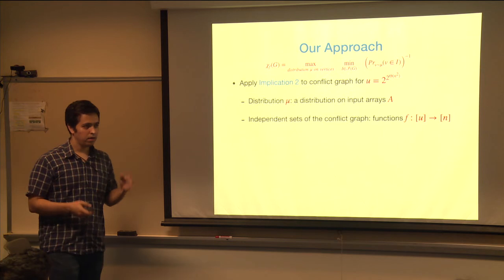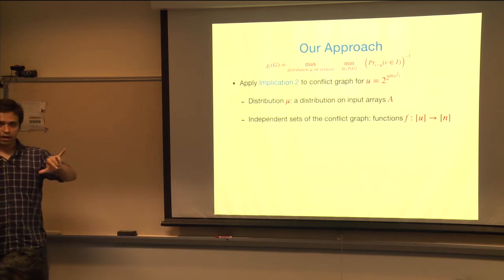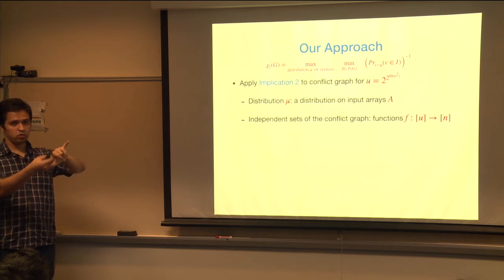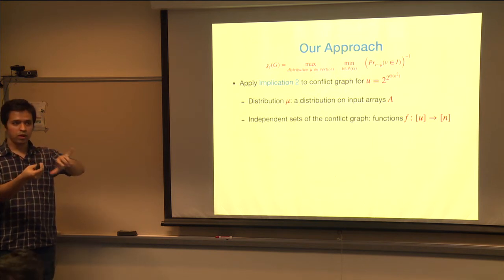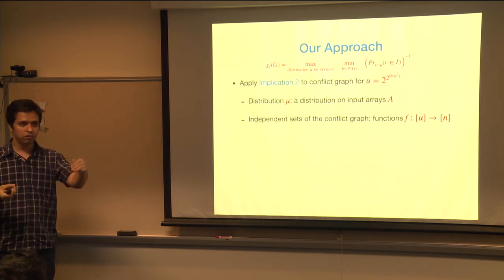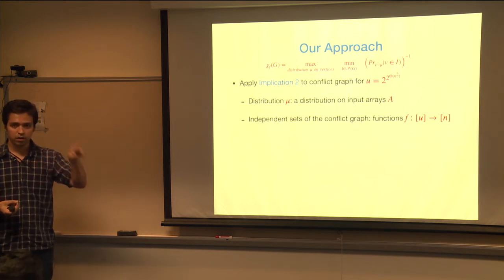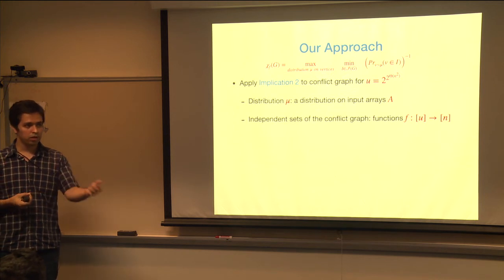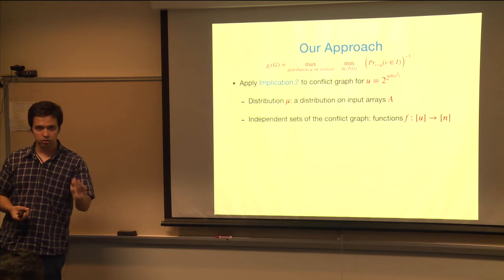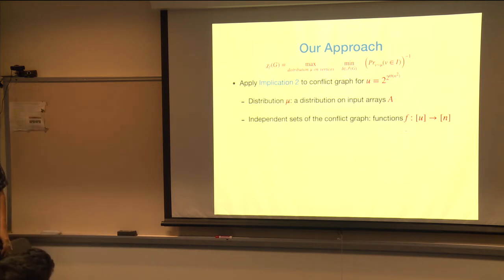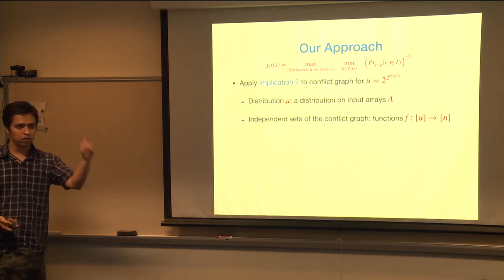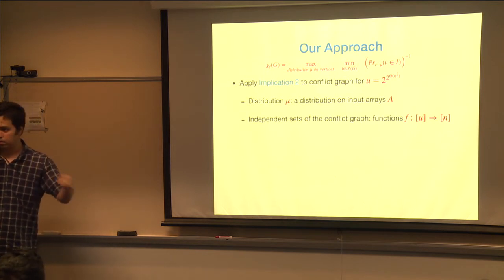Independent sets of the graph are actually functions that map the universe U to numbers in n. Why is that? In this graph, I had an edge between any two vertices if a single element appears in two different positions. So in an independent set, an element either does not appear inside the array, or if it appears, it will always appear in a fixed position. So independent sets of these graphs are basically functions that map each element to where it should appear inside the array. Good?